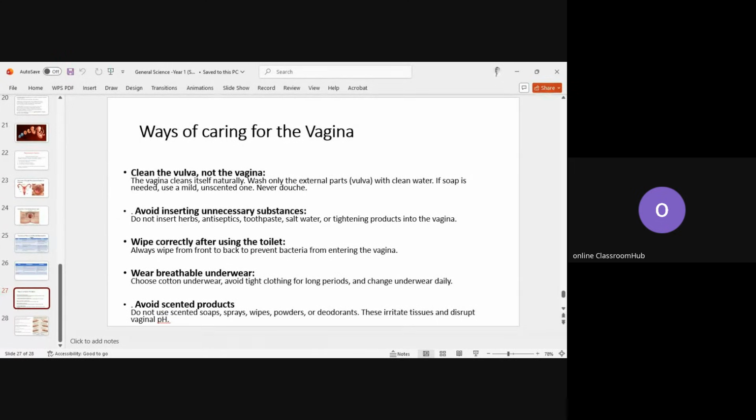Then avoid scented products. Some ladies use scented products in their vaginas to make sure their vaginas smell good. Smell good for what? That is not how God created it. The vagina has its own optimal vaginal pH. You don't spray perfume there. No, we don't do that.